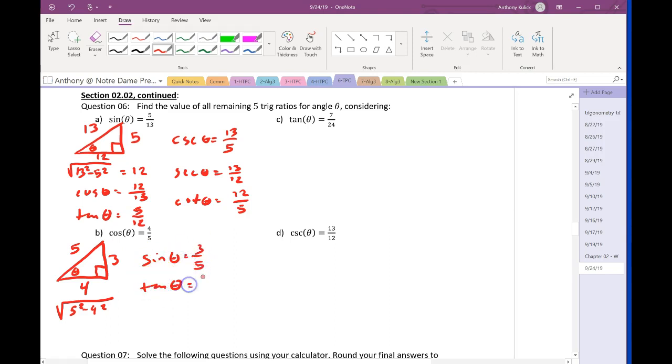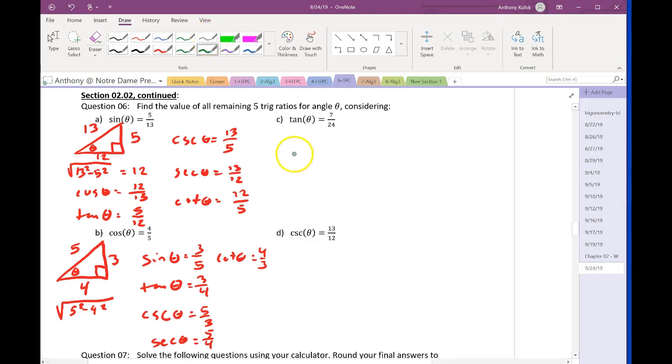Tangent theta is equal to opposite over adjacent. Cosecant is the reciprocal of sine. Secant is the reciprocal of cosine. And cotangent is the reciprocal of tangent.